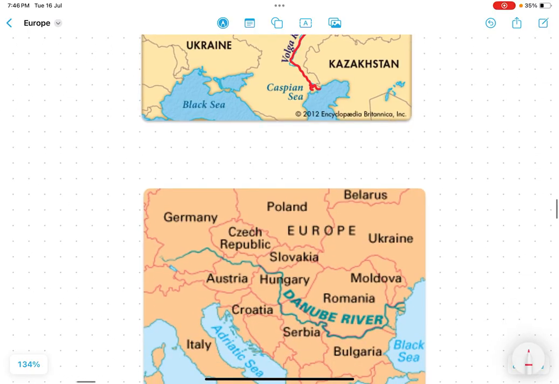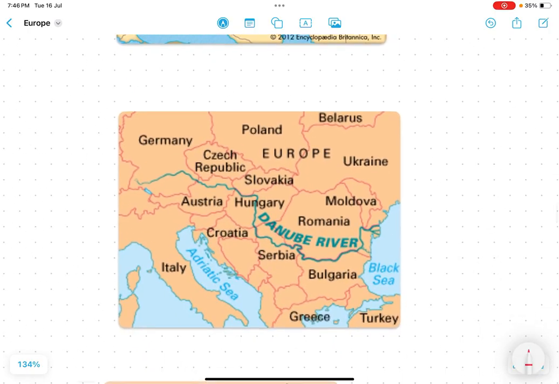Right? Then we have the Danube River. As you can see, it starts from somewhere here in Black Forest. The place is called Black Forest. Interesting point is the very famous cake Black Forest originated from Germany, and probably it is known that it originated from this very place.